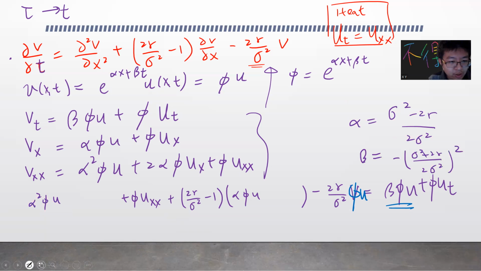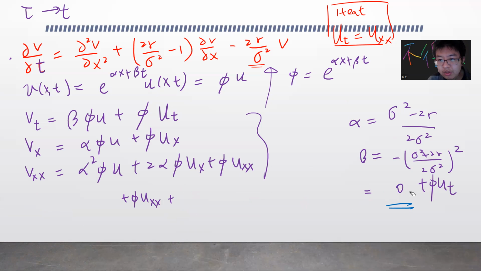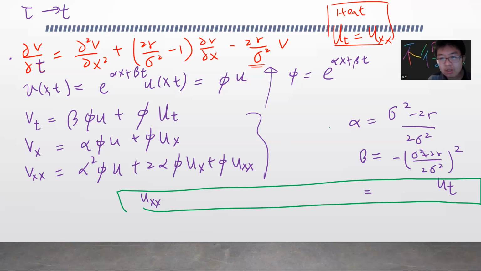You can use this beta, then you can see a trick that there is a way to remove all this u term. So every term cancels. So if you get phi u_t equals phi u_xx, you can remove phi. So everything becomes the heat equation. This is the answer, and I think you can check this is true. Basically, just plug it in. So this is our whole process.